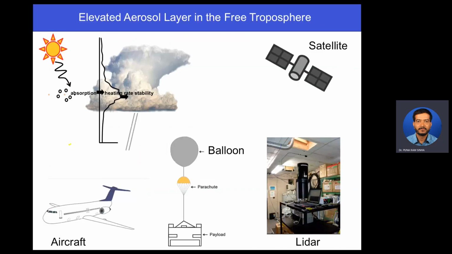So once these particles are emitted into the atmosphere by several mechanisms, they get transported to higher altitude and get distributed up to within the troposphere, let's say up to 16 to 18 kilometers. So there are a variety of platforms by which we can measure the vertical profile of aerosols, such as aircraft, balloon borne, and satellite.